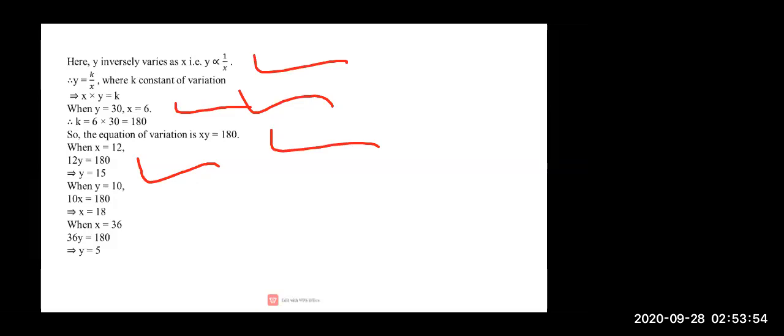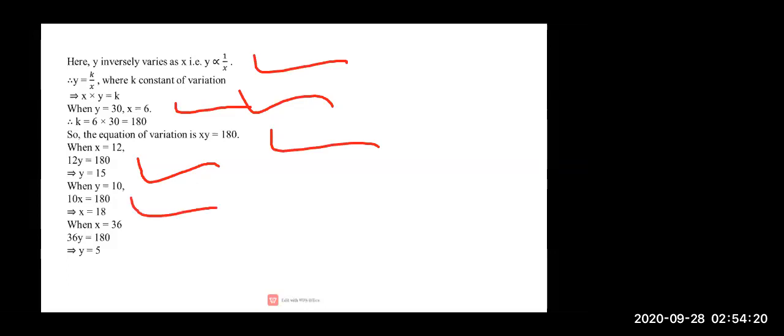Next question, y was given as 10. Then x multiplied by y equals 180. So when we multiply x into y, y is already given as 10, so 10x equals 180. Now x will come to one side, which means 180 should be divided by 10. When we divide 180 by 10, we get the answer 18.